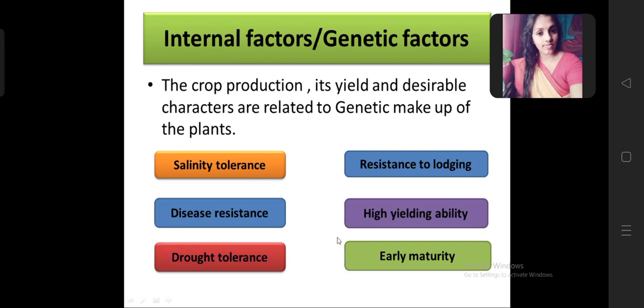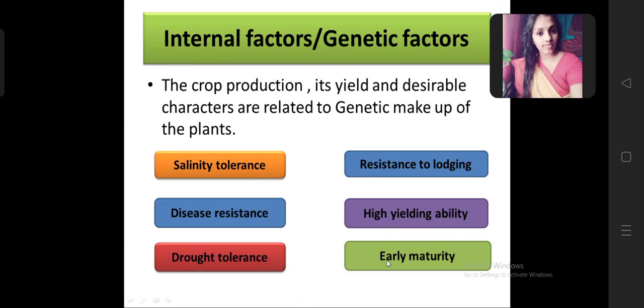And the next one is drought tolerance. That is mainly used in the case of arid fruit crops. So we use drought tolerant genetic material, by which the plant becomes tolerant to adverse atmospheric conditions, and thereby produces much more than the remaining crops.